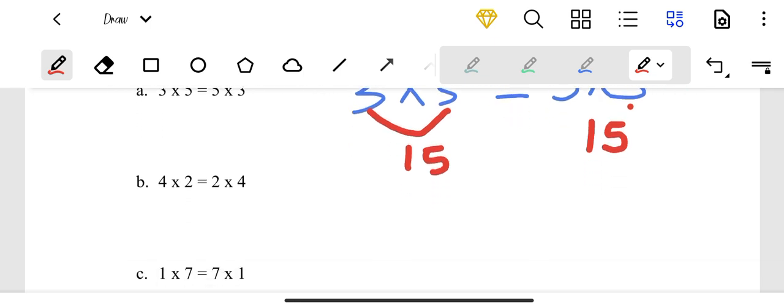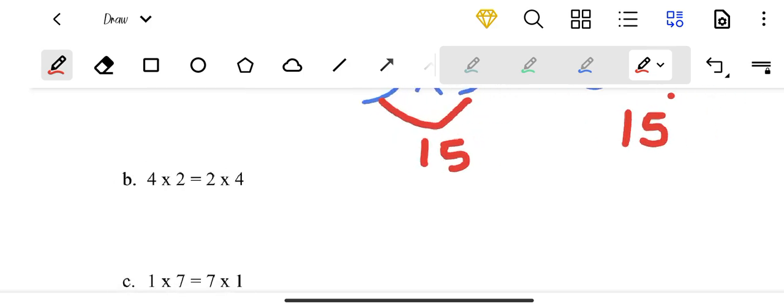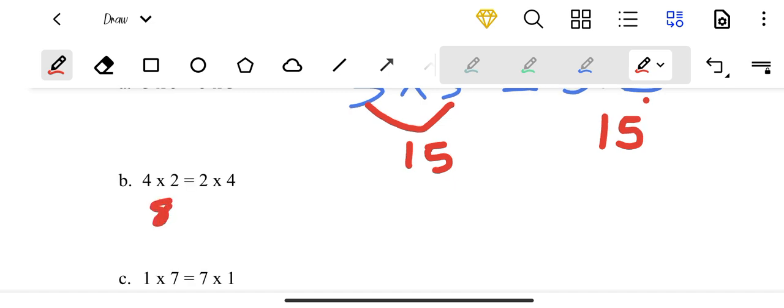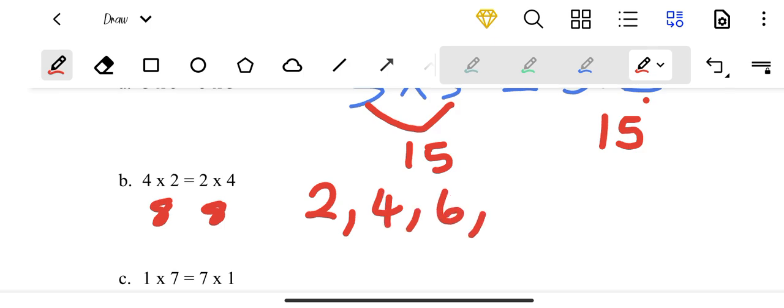B says we have 4 multiplied by 2, which is equal to 2 multiplied by 4. So if we say 4 times 2, we have an 8. If we say 2 times 4, we also have an 8. Why? Because it's 2, 4, 6, 8. Or we can say 4, 8. And then you are done.